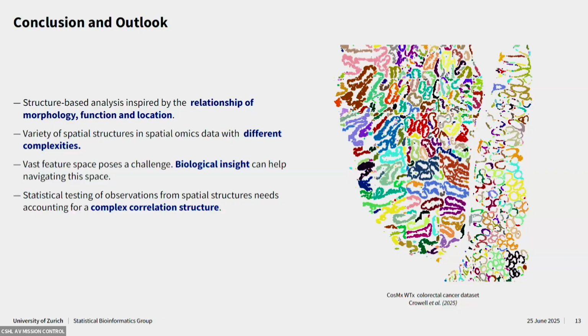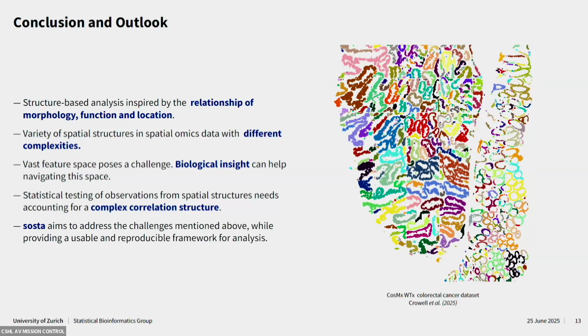The other big challenge is that the feature space of things you could quantify is huge. So it helps a lot if you have some biological insight or if you know a bit what to look for, because then you can set up a statistical testing framework, account for correlation structures in your data, and find interesting results. So we have a package, SOSTA, that tries to help with some of these steps in Bioconductor.